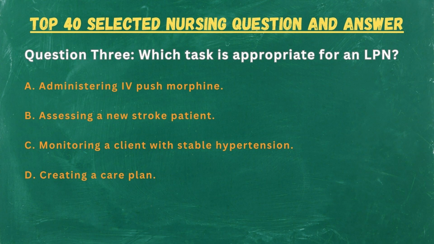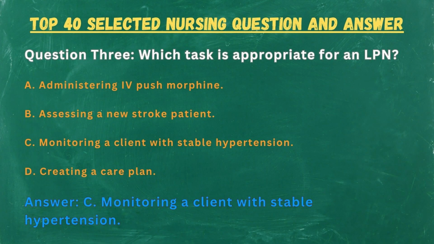Question 3. Which task is appropriate for an LPN? A. Administering IV push morphine. B. Assessing a new stroke patient. C. Monitoring a client with stable hypertension. D. Creating a care plan. Answer. C. Monitoring a client with stable hypertension.